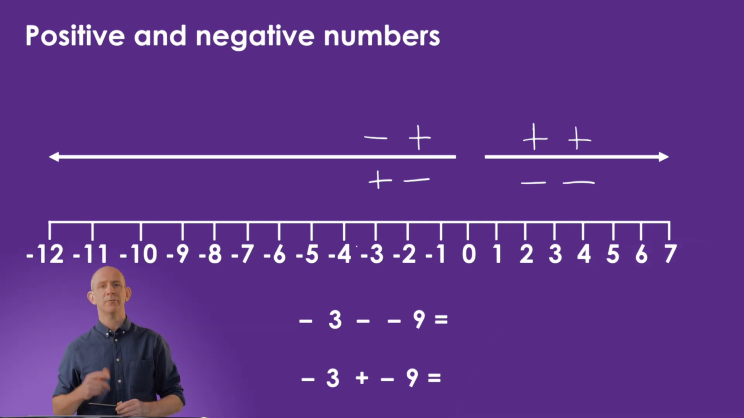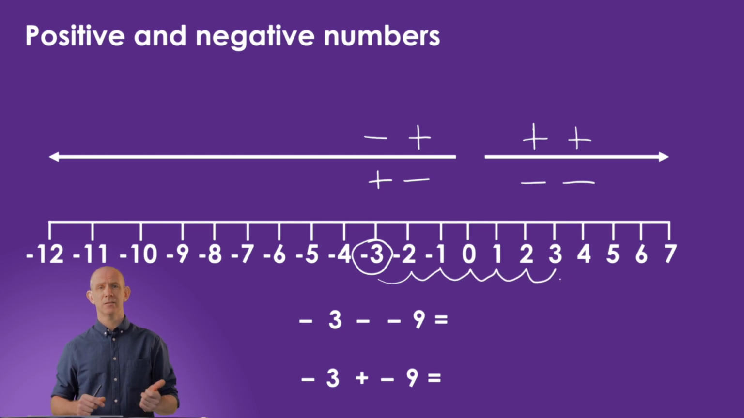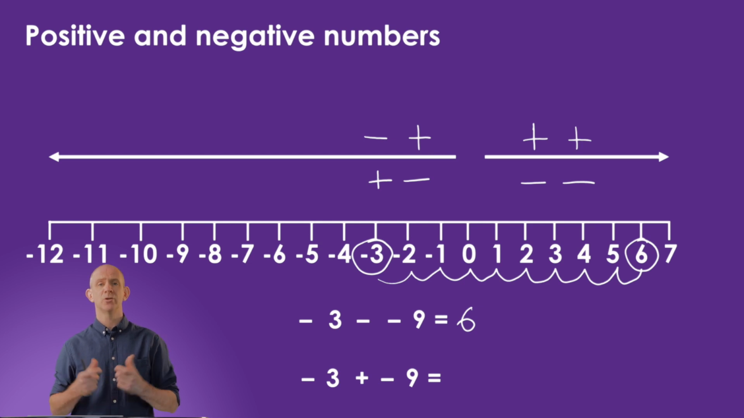So in this equation, we have negative 3, subtract negative 9. So we're starting at negative 3, and because we're subtracting a negative, we're going to move up the number line. And we're going to move up the number line by 9 places. 1, 2, 3, 4, 5, 6, 7, 8, 9. And we end up on positive 6, which we write as 6, because we don't tend to write the positive symbol, we just assume that it's there.